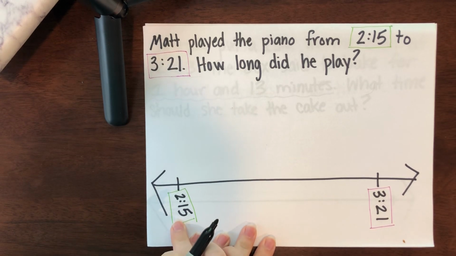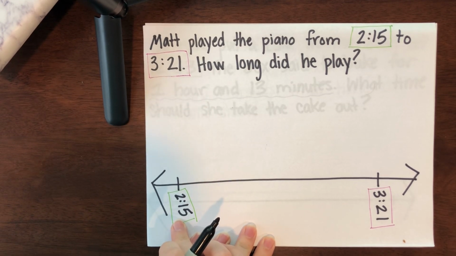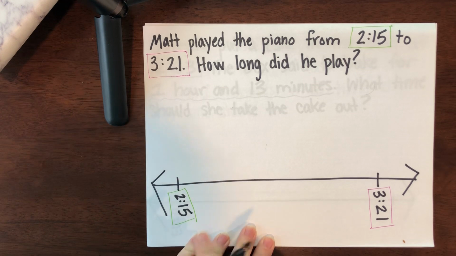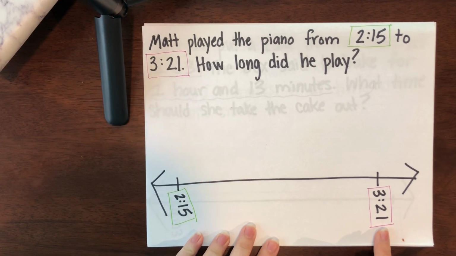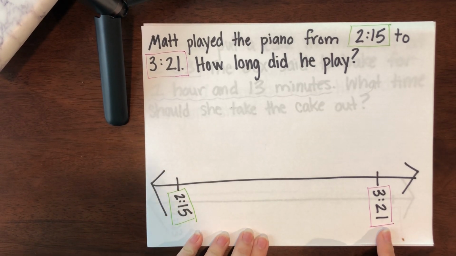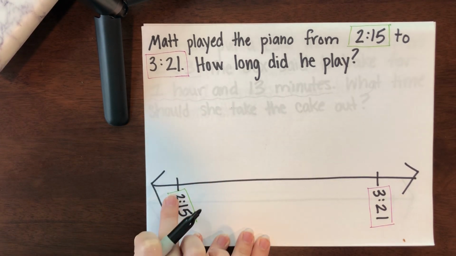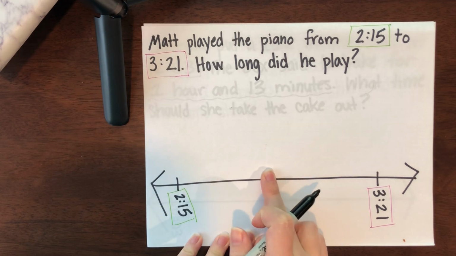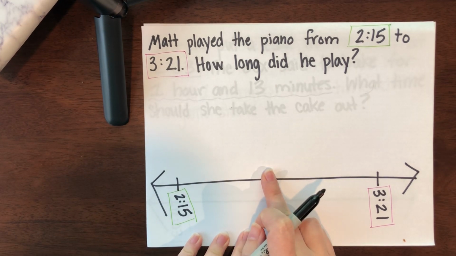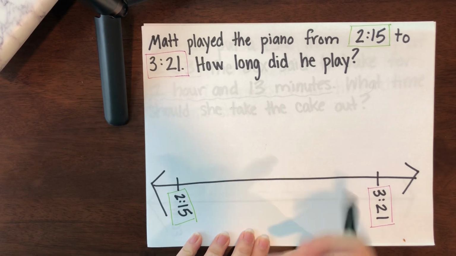So I'm going to start at 2:15, and I need to ask myself, would it make sense to draw a mountain, a hill, or a rock next? So if I know from 2:15 to 3:21, I wonder how much time would pass if I drew a mountain. So if I drew a mountain here from 2:15, and I added 1 hour, what time would that get me to? Hopefully you're thinking 3:15. So that's what I'm gonna do.